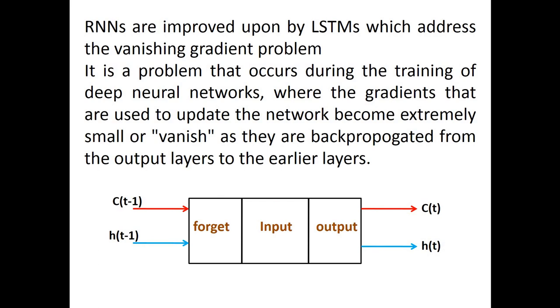Now RNNs are improved upon by LSTMs, which address the vanishing gradient problem. If you read why LSTMs are required, it's an advanced form of RNN. RNN has a problem called the vanishing gradient problem. It's a problem that occurs during the training of deep neural networks, where the gradients that are used to update the neural network become extremely small and they vanish as they are back propagated from output layers to the earlier layers.